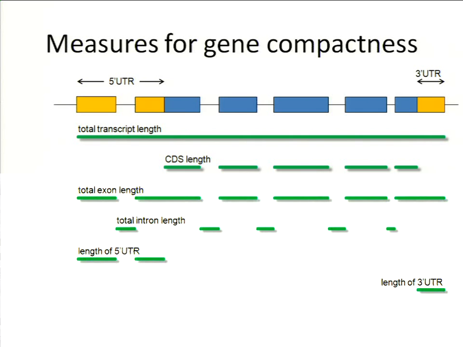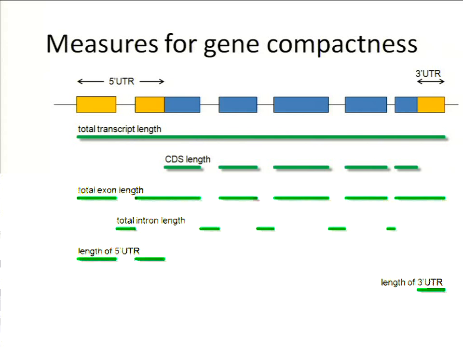One measure of compactness is the total transcript length, just the length of the entire transcribed unit from the beginning to the end. Another measure is the length of the coding part, the CDS length. A third measure is the total exon length, including both the coding parts and the UTR parts. I have also been looking at total intron length and the length of the two UTRs. I call these the total length variables because they measure the total length of different components of a gene.